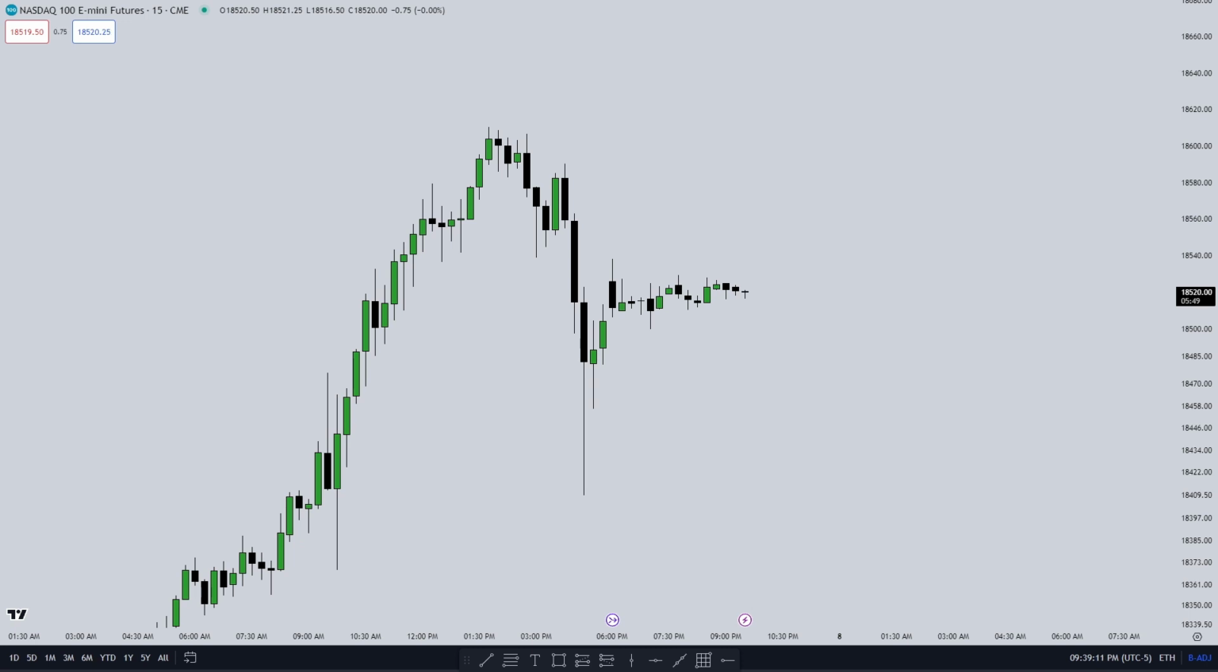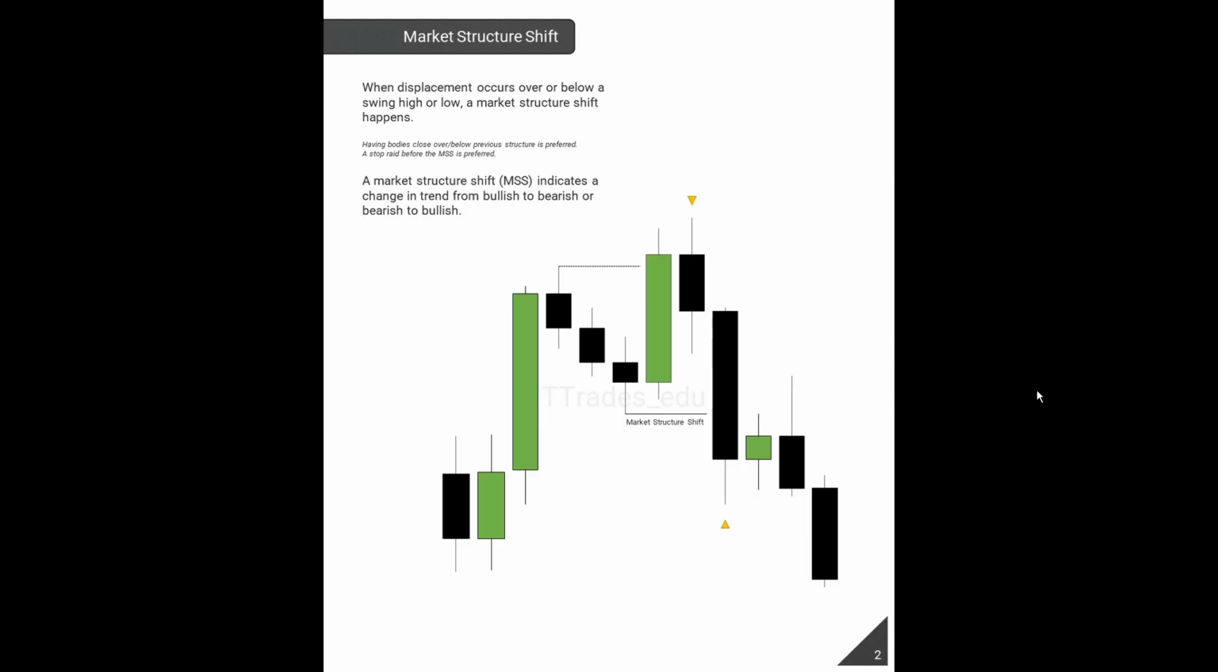So first question, what is a market structure shift? What is a break of structure in the market? Well, here it is. A market structure shift, when there's displacement, keyword displacement, that's all it is. When there's displacement that occurs over or below a swing high or a swing low, that is when a market structure shift happens.